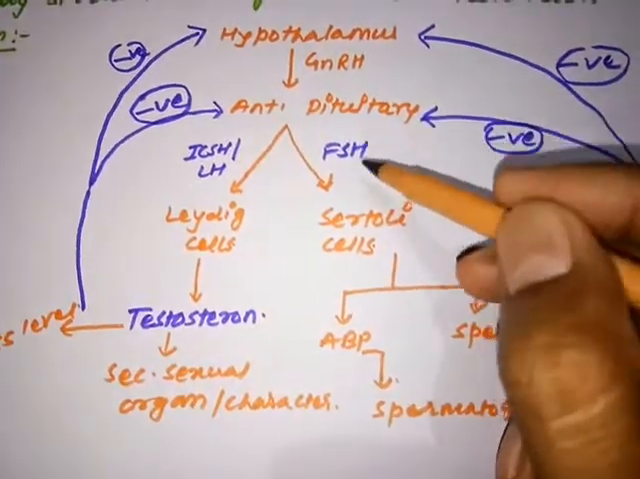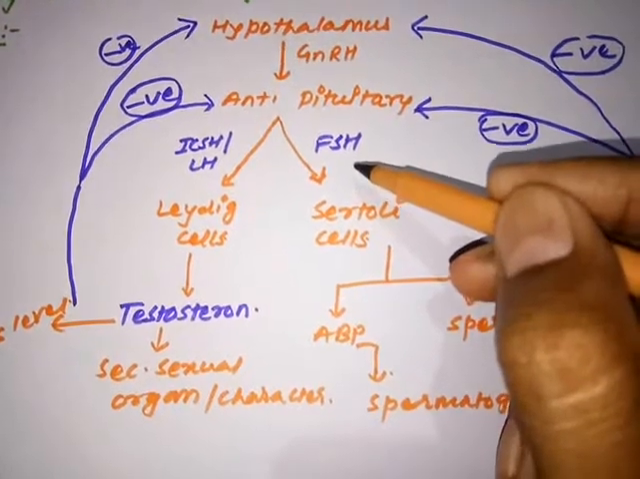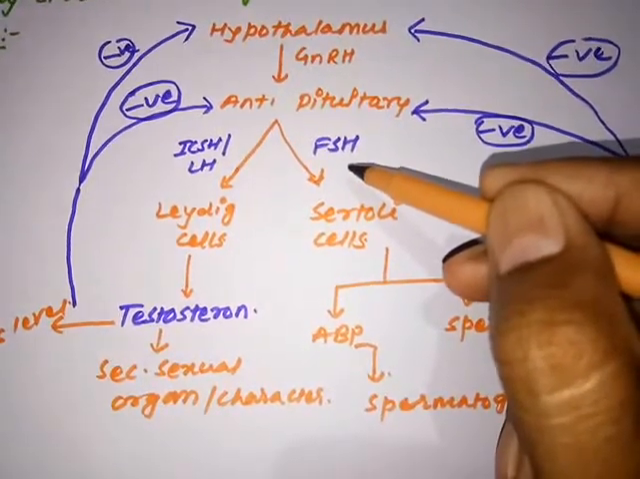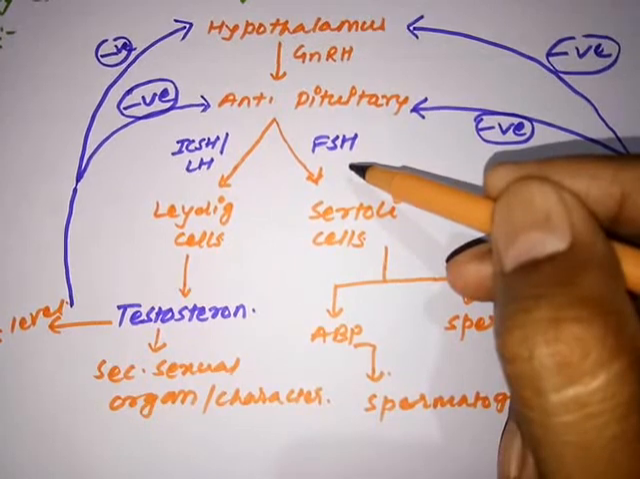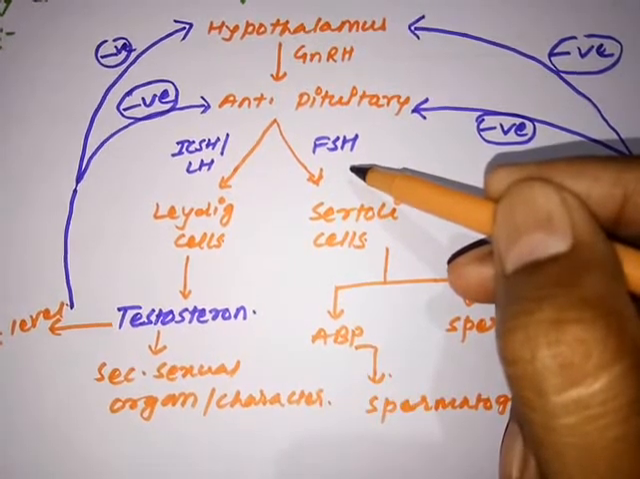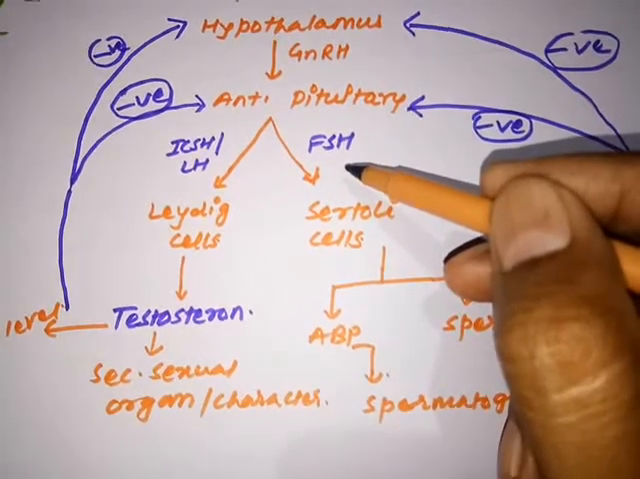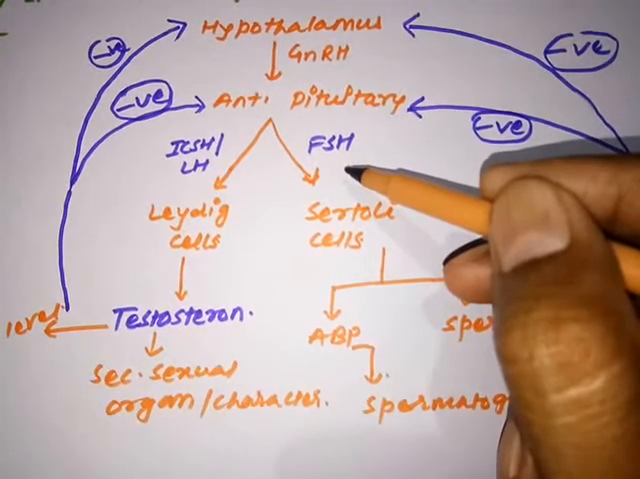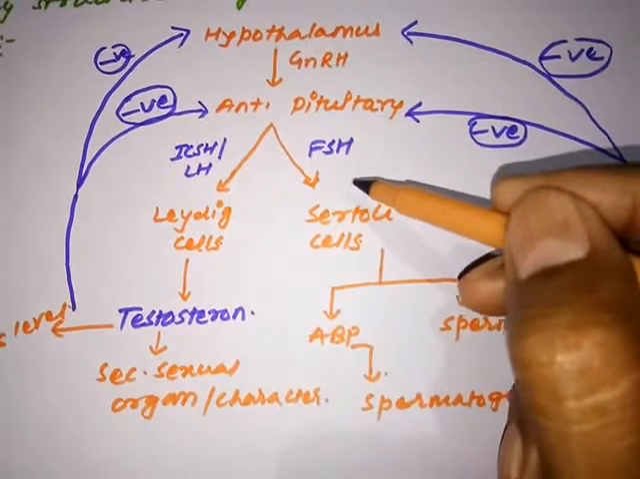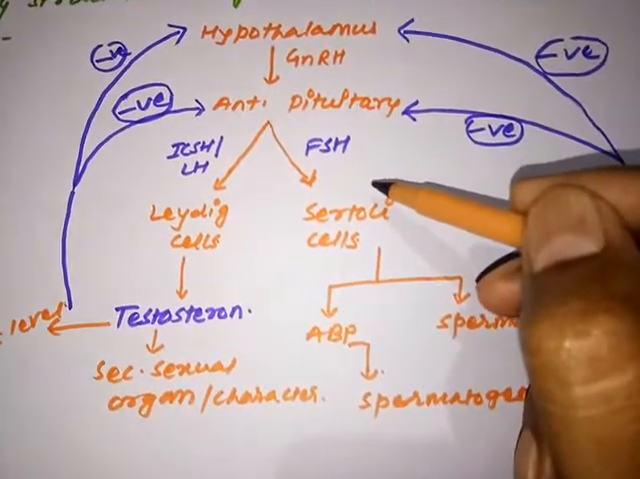FSH is what? Follicle stimulating hormone. It works on the development of the follicles and the spermatogenesis. So in case of female, it works on the development and maturation of the Graafian follicle, and in case of the male, it is working on the direct process of spermatogenesis.